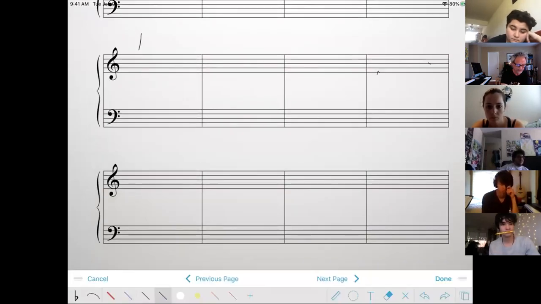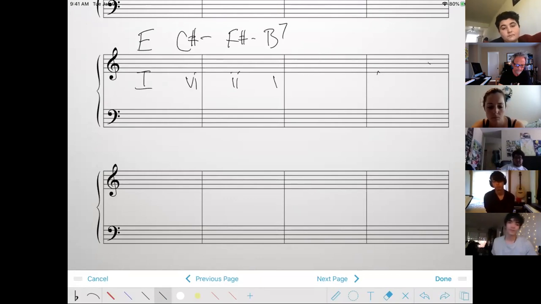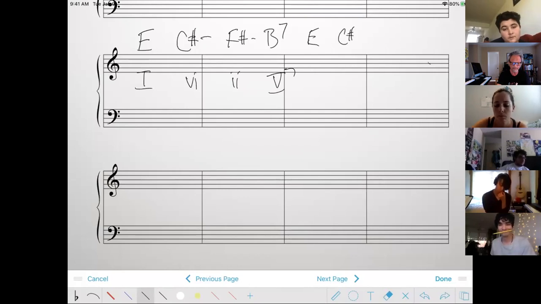I'm going to do a chord progression. E. Let's do a 1, 6, 2, 5. What's 2, you guys? F sharp minor. 2, 5. You got that? You see that? Cool, everybody? Okay. Now I'm going to continue. E, C sharp minor. Now, my intention now is to go into A.